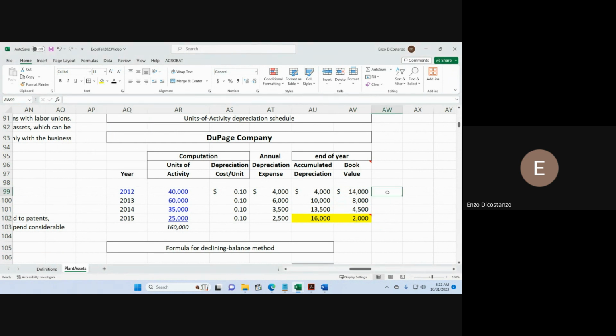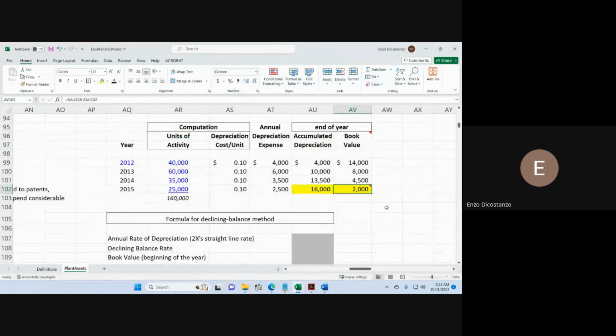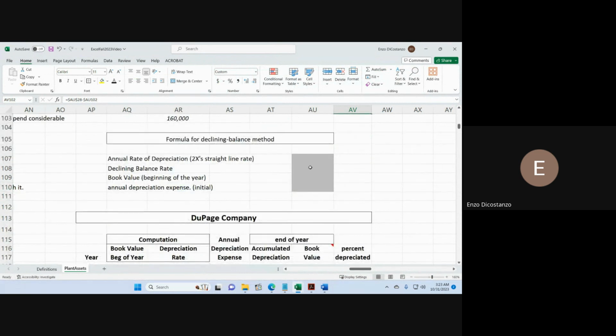Okay, so your book was at 18,000 minus the 4, 18,000 minus 10, right? Minus 13,500, and finally minus 16,000, which gives you the 2,000. Okay, and the last one for today, and like I said, we'll do a shorter version of everything.